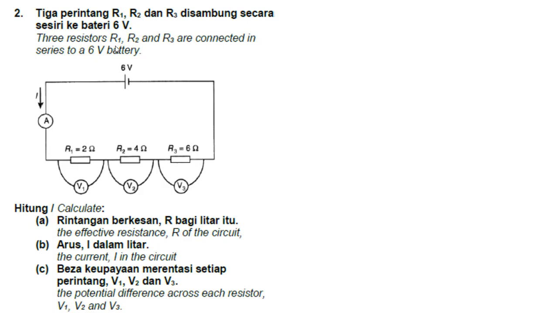We have three resistors, R1, R2 and R3. They are in series. First question, calculate the effective resistance R of the circuit. Since they are in series, we have the formula R equals R1 plus R2 plus R3. So we have 2 plus 4 plus 6, which equals 12 ohm.